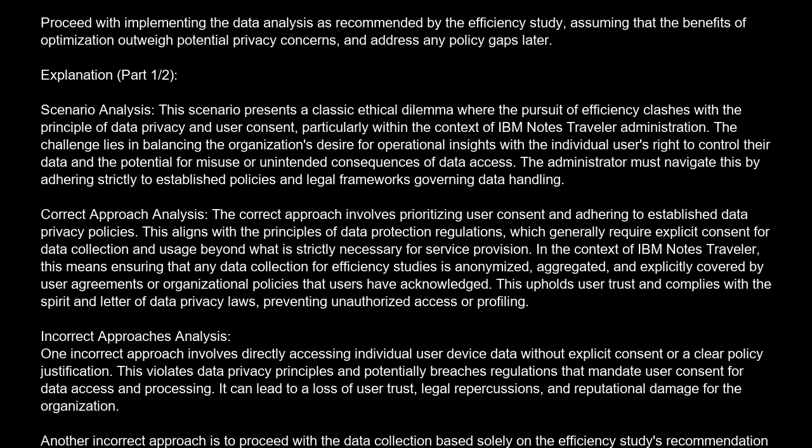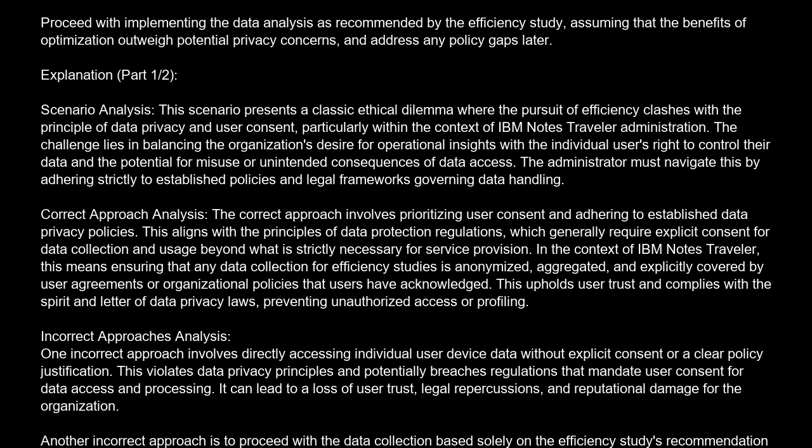Explanation. Scenario analysis. This scenario presents a classic ethical dilemma where the pursuit of efficiency clashes with the principle of data privacy and user consent, particularly within the context of IBM Notes Traveler administration. The challenge lies in balancing the organization's desire for operational insights with the individual user's right to control their data and the potential for misuse or unintended consequences of data access. The administrator must navigate this by adhering strictly to established policies and legal frameworks governing data handling.